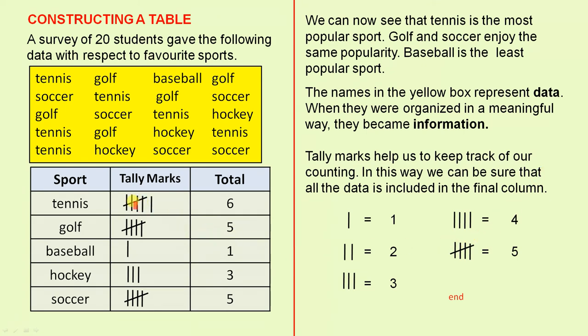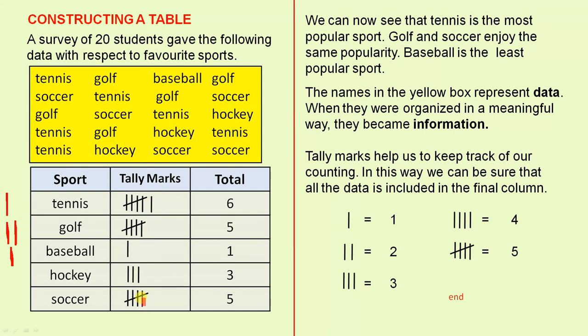Let's, for example, take tennis. Now, what we do here is this. We start from the first choice, which is tennis, and we do 1 stroke. We go to the next. We have to do this systematically so we don't miss any. Go to golf, 1 stroke. Baseball, 1 stroke. Golf, another stroke. So that's 2 for golf. We keep doing that right to the end.